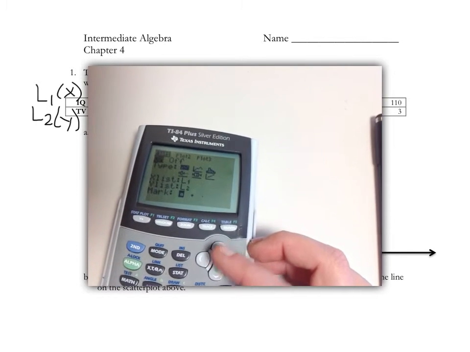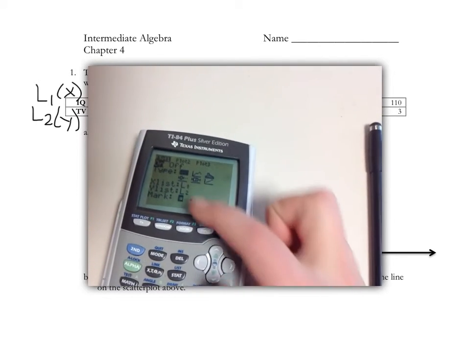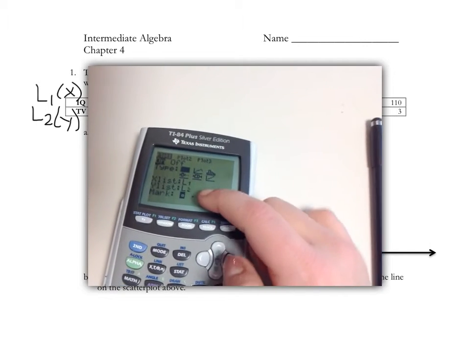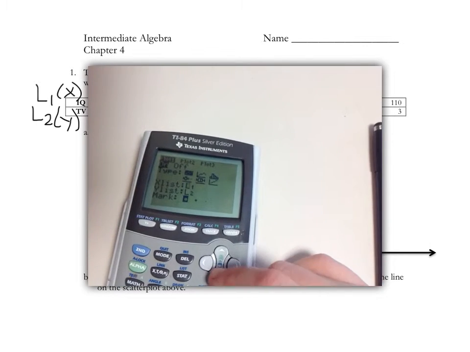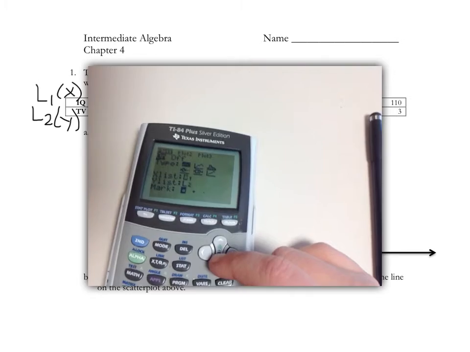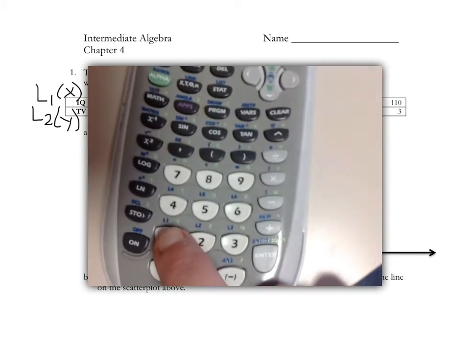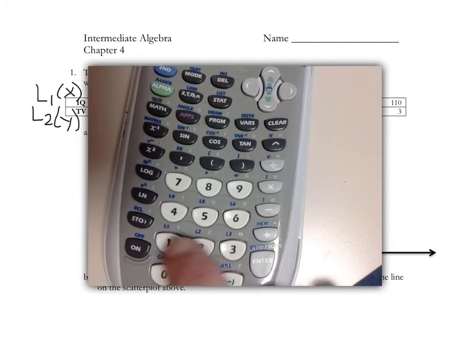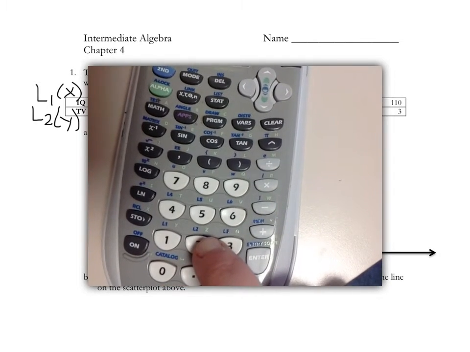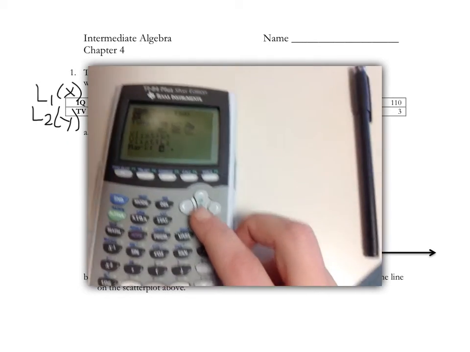Hit enter. It is on, so I'm going to use my down arrow. I want the first scatter plot selected. It should say list 1 and list 2. If it does not say list 1 and list 2, you can change them by noticing L1 is written in blue, and L2 is written in blue. So you would just hit the second button and then them.